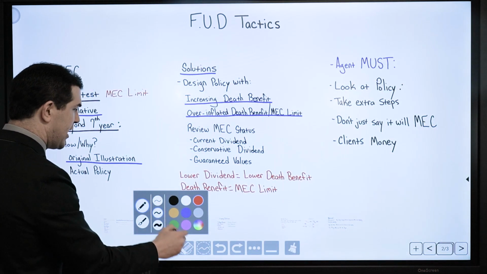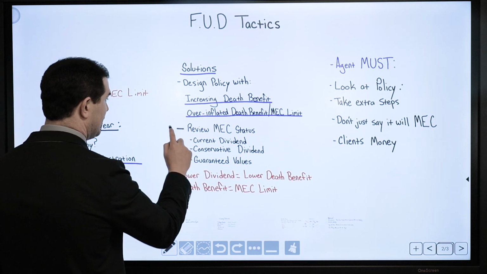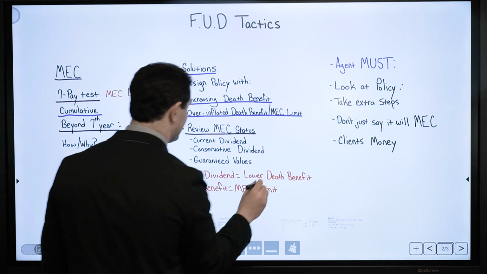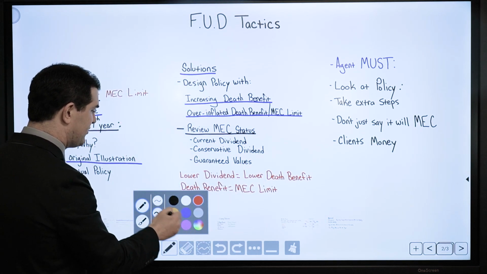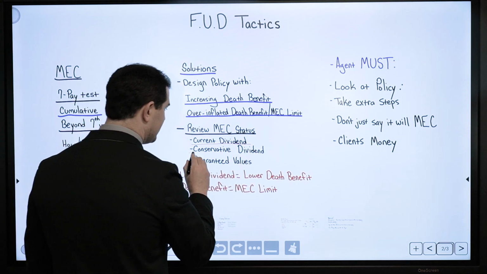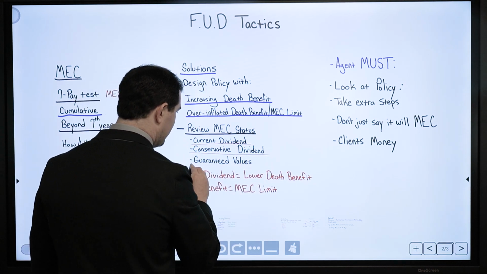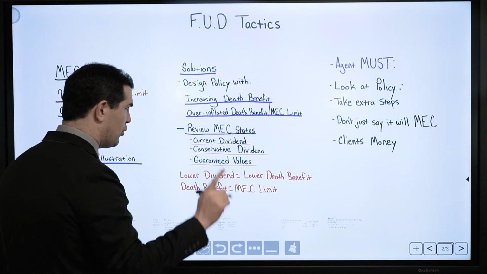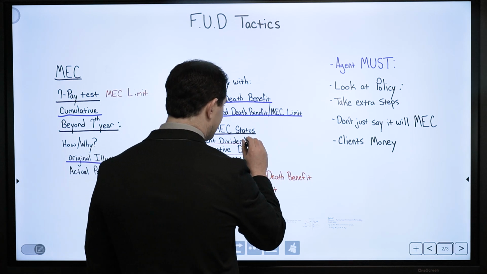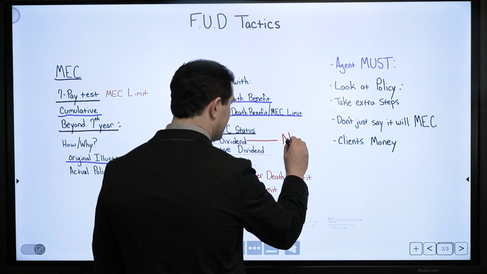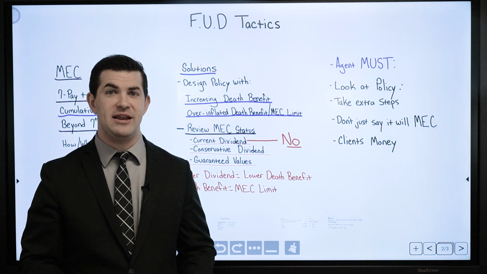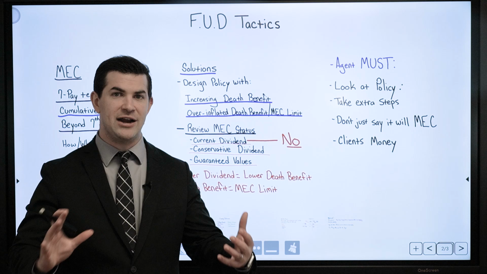Now, here's how I really test a policy, which we don't see many people do in the industry. Review the MEC status. How we review it specifically. Review the current dividend schedule, a conservative dividend schedule, and also the guaranteed values. What often happens is one reviews the MEC status, and based off the current status, the policy says, no, we will not run into a MEC. But then the individual, like that story I shared, actually runs into a MEC.